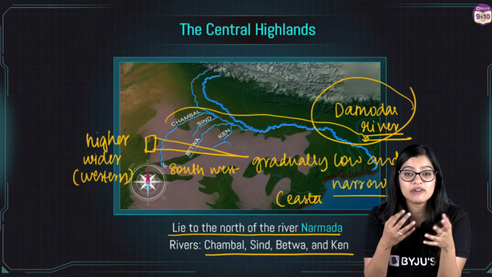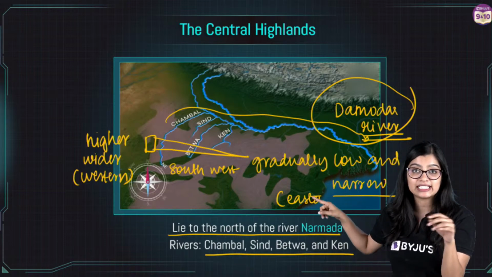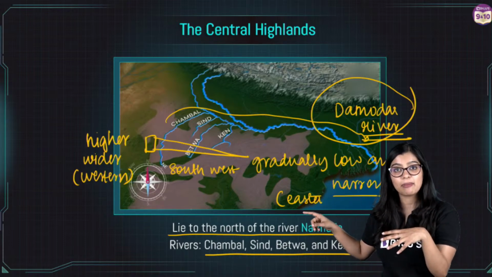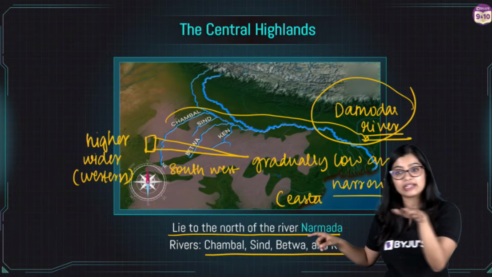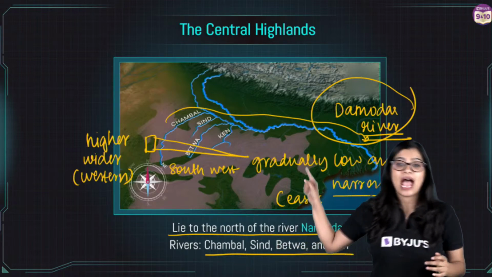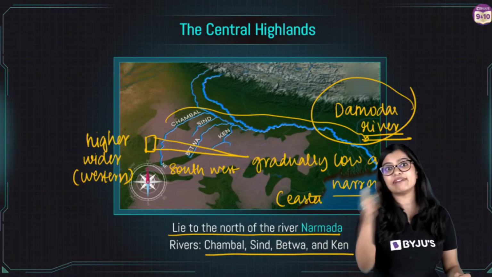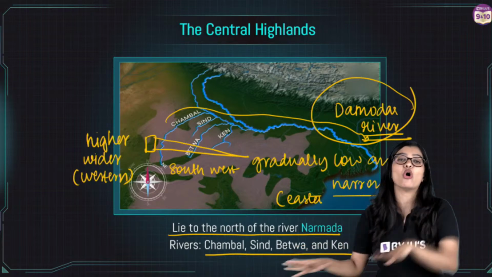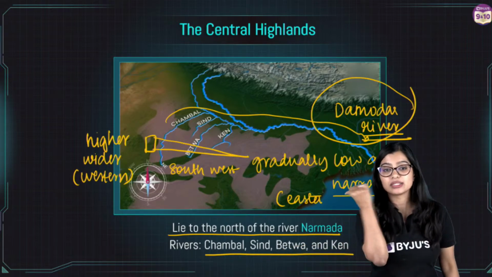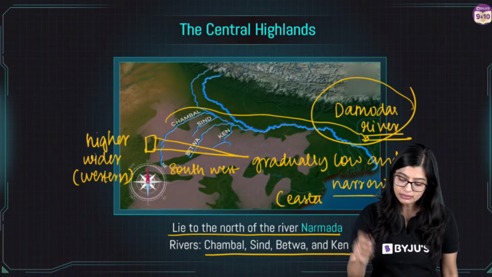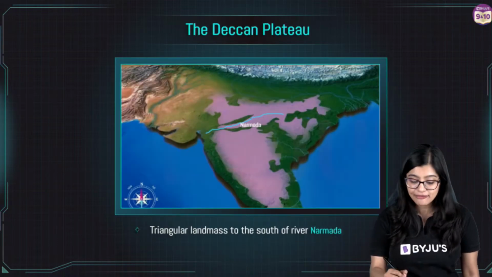Ma'am, why do many rivers drain into the Bay of Bengal? For the very same reason. As we cover the Deccan Plateau, you will understand that the sloping is from west to east. Here also in the central highlands, it is from west to east, which is why, due to the sloping nature, it is draining towards the Bay of Bengal. Easy peasy. So these are the features.